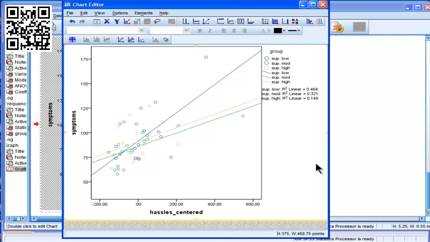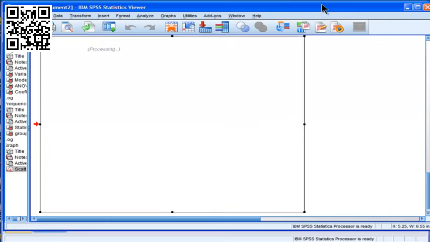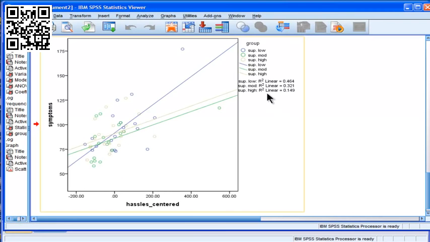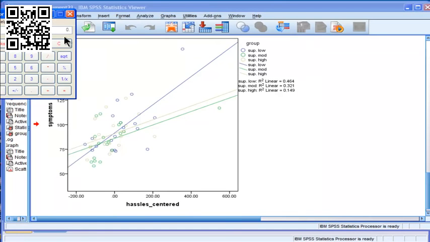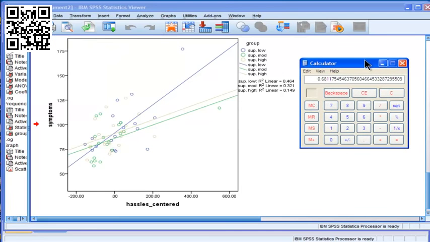And what you can see is that support low, I don't know how well you can read that. Actually, it might be a little bit better if I go into here. So support low, which is the blue line, has a really strong regression effect. We can see that the r-squared linear is 0.464. If I square root that value, 0.464, it's a correlation of 0.68. So the correlation between hassles and symptoms is 0.68 for people with low support levels.